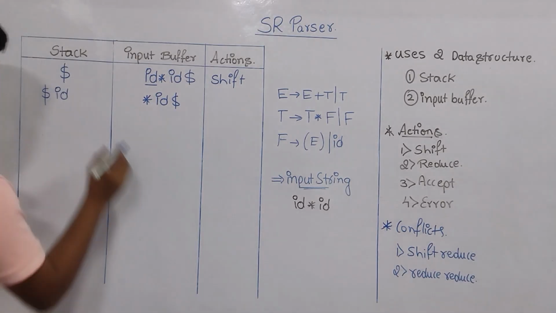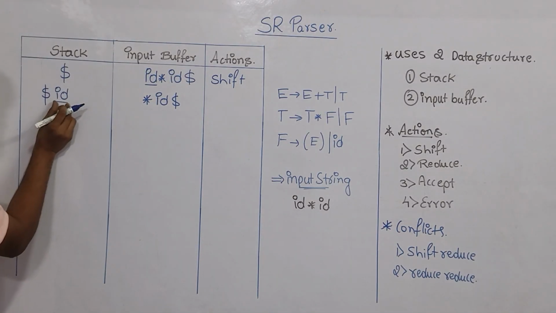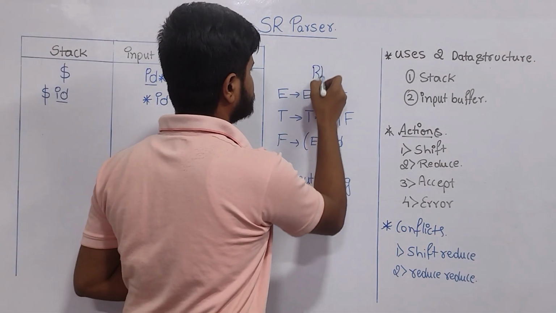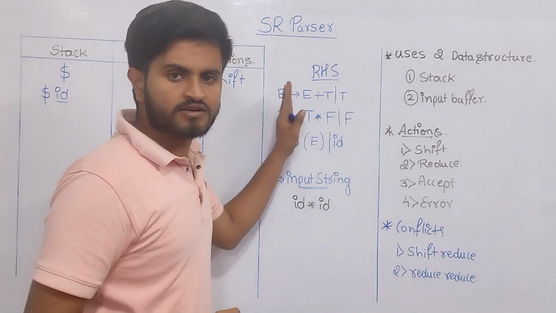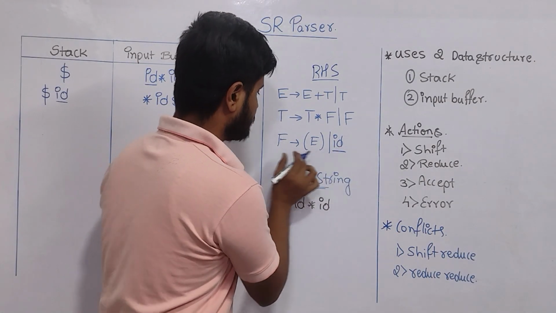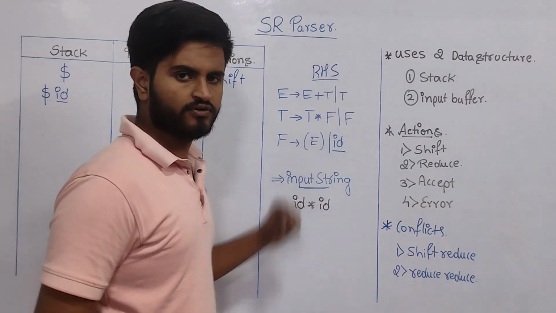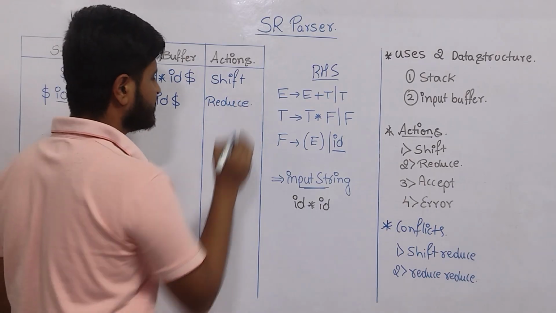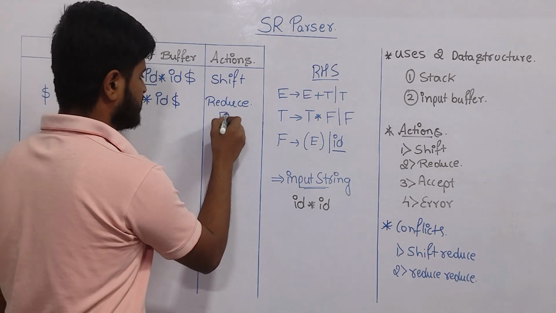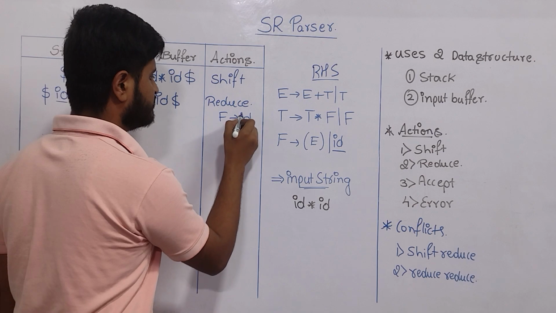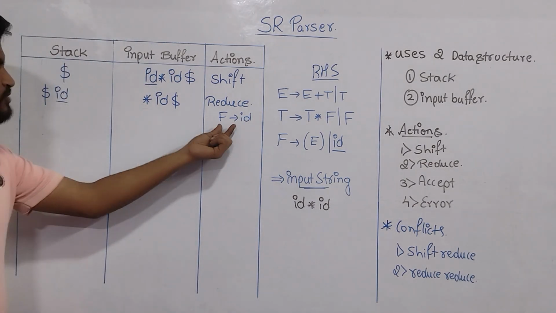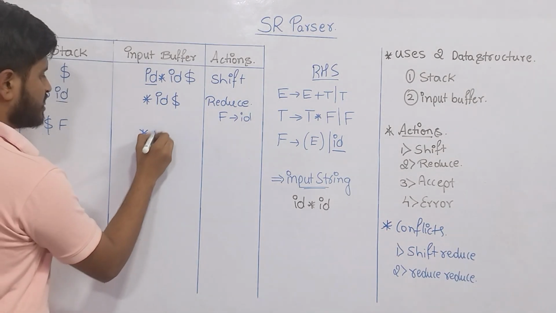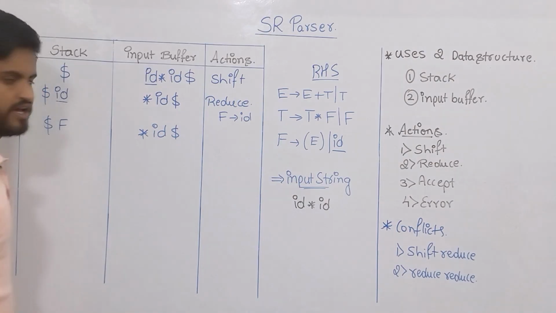Now I will be searching for id, the first element that I shifted here, in the right hand side of my productions. Yes, id is a separate production produced by F. So what can I do? I can do a reduce operation, F producing id. So in the place of id, I can place F. So dollar F, and here star id and dollar will be left as it is.